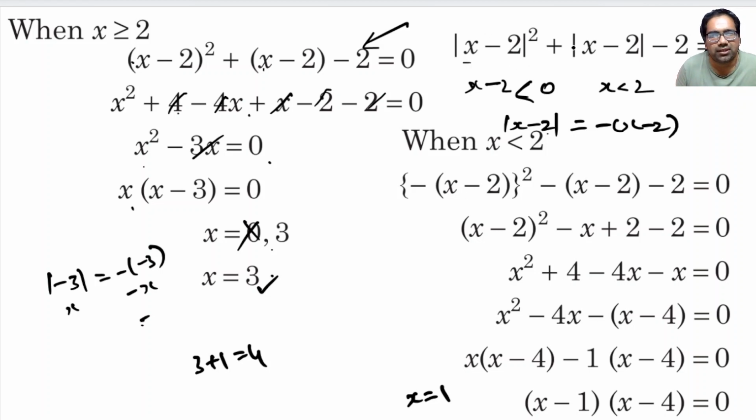Minus of x minus 2 whole square plus minus of x minus 2, which is equal to minus x plus 2, equals 0. So minus of x minus 2 whole square and x minus 2 whole square are both equal to x minus 2 whole square, so this minus doesn't matter. This will transform to x minus 2 whole square minus x, minus into minus plus 2. We'll be left with x square plus 4 minus 4x minus x.